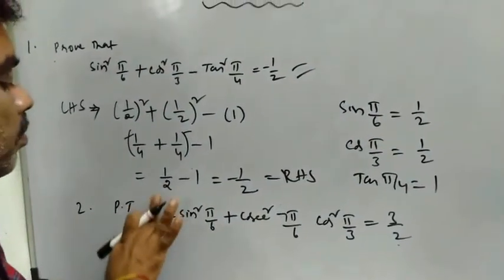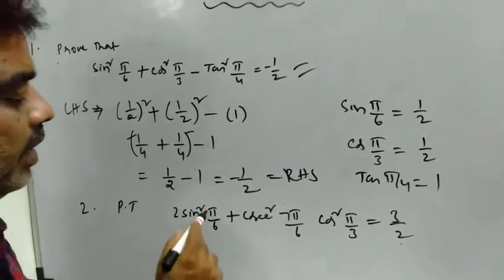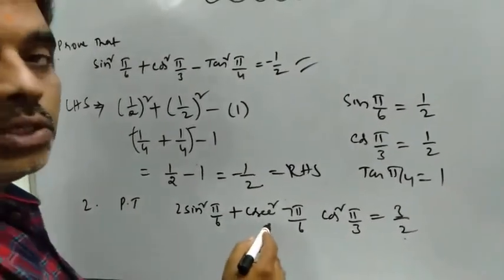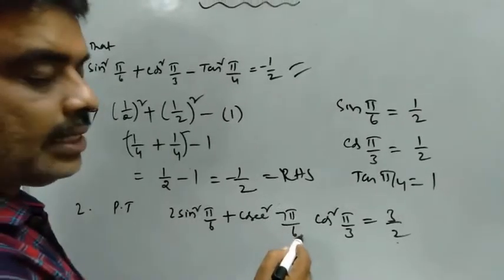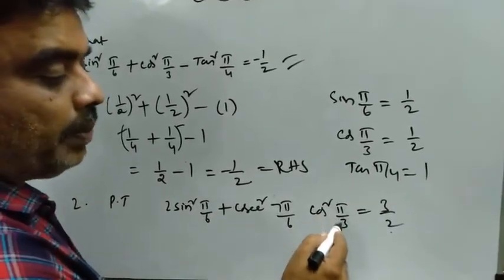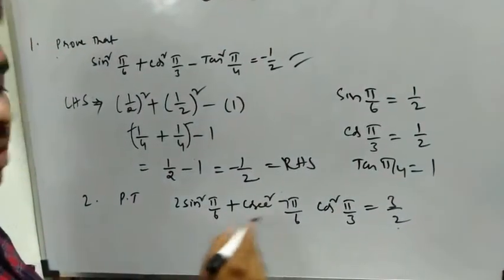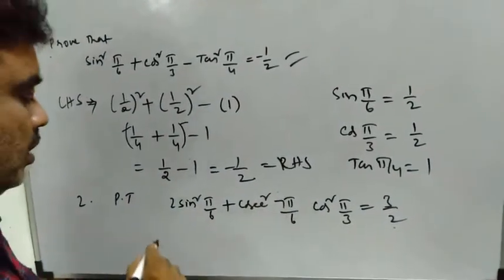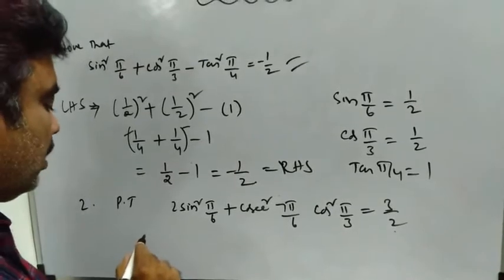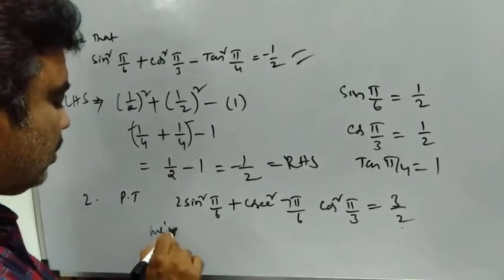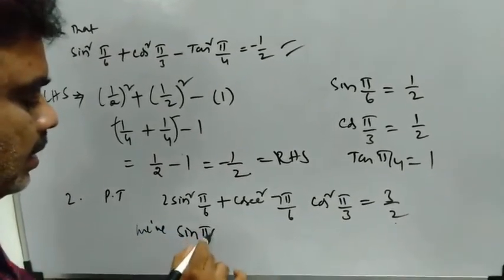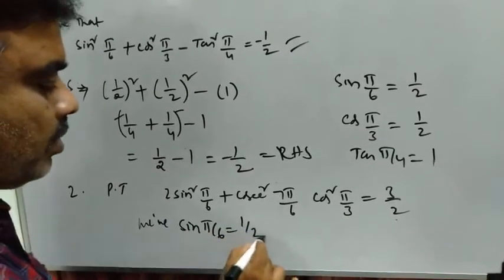Second problem, prove that 2 sin square pi by 6 plus cosecant square 7 pi by 6 plus cos square pi by 3 is equal to 3 by 2. First see the values involved in the left-hand side part. We know that sin pi by 6, that is sin 30, is equal to 1 by 2.